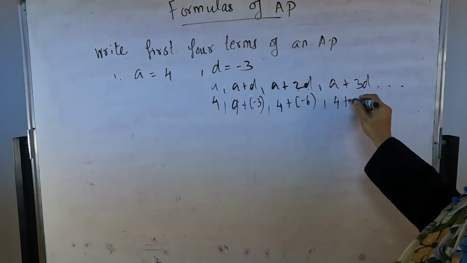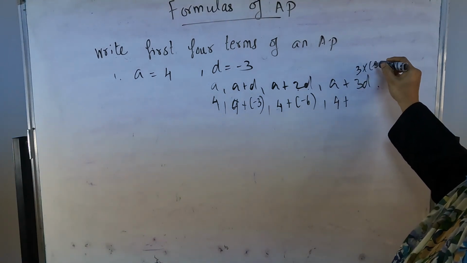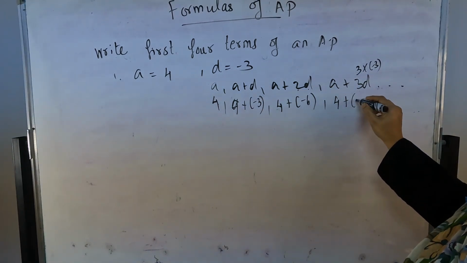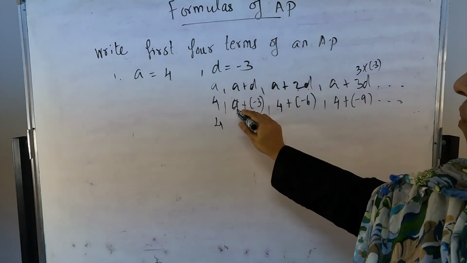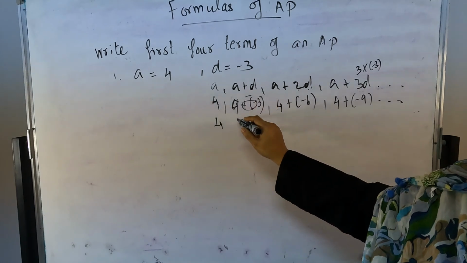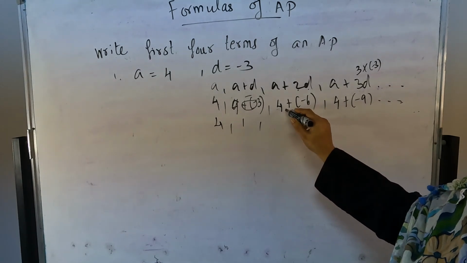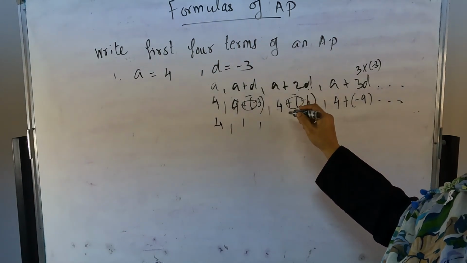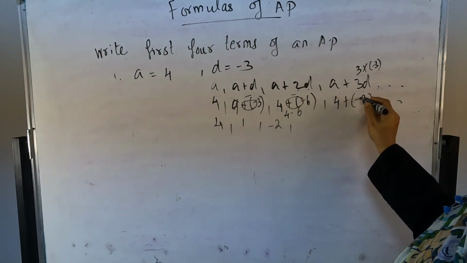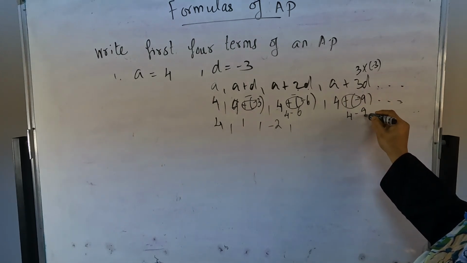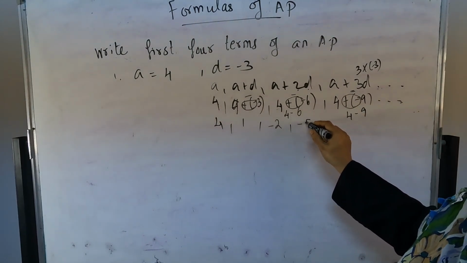A is 4, plus 3 into d. So 3 into minus 3: 3 threes are 9, so minus 9. Now we are getting 4, this is plus and minus is minus, so 4 minus 3 is 1. Then 4 minus 6 is, now applying integers, how much? Minus 2. Then 4 minus 9 is minus 5.